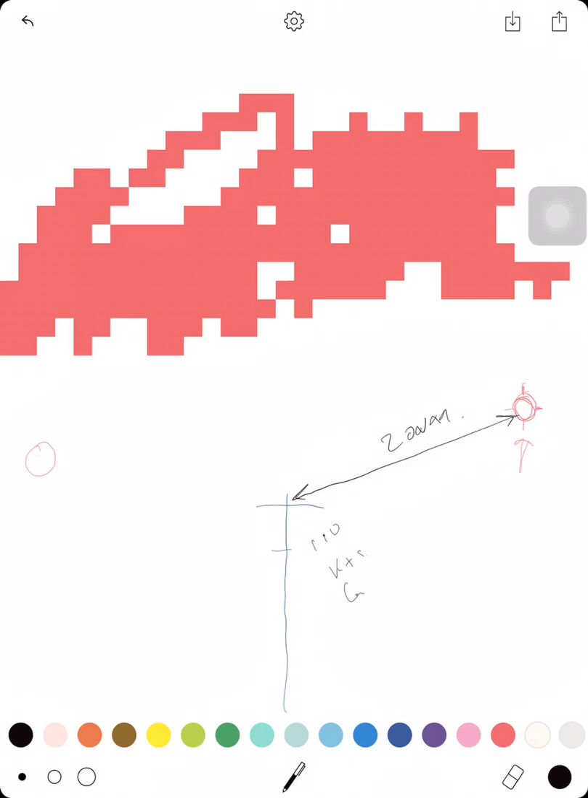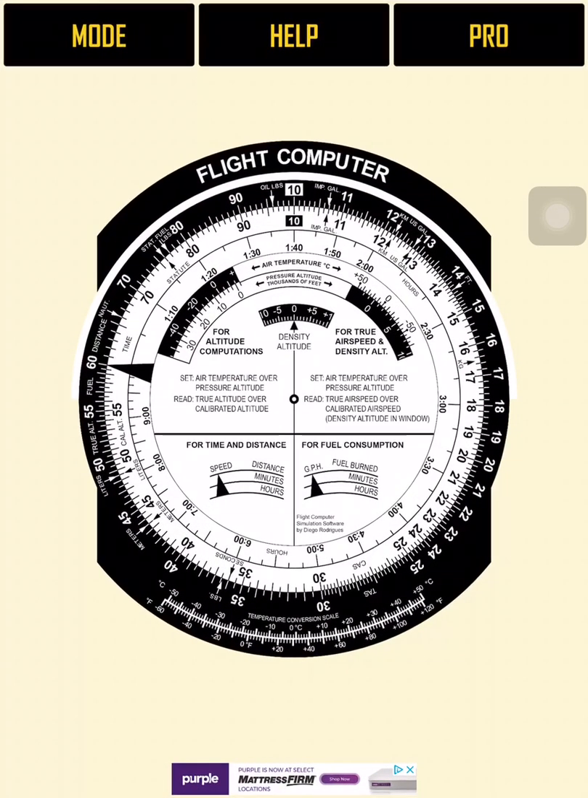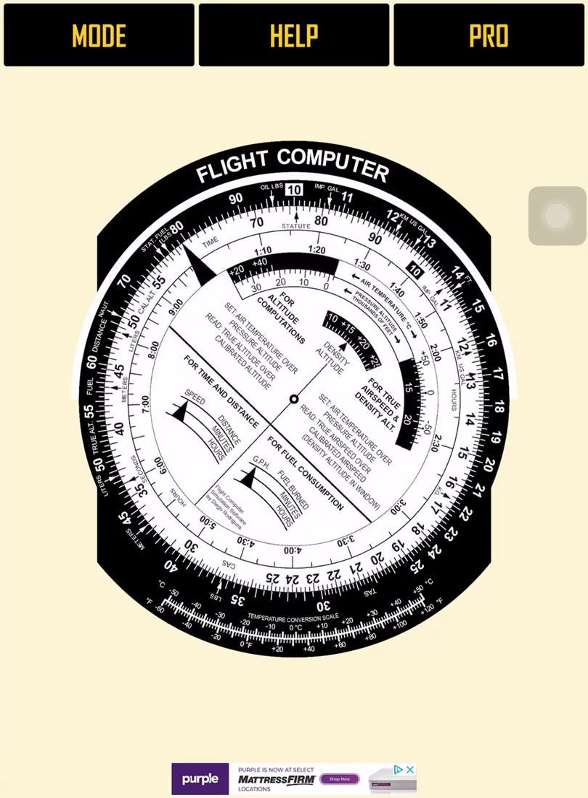If we have our distance and ground speed, our number one thing is to find time. And number two is how much fuel we're going to spend. So let's go to our E6B calculator. As we know, our ground speed is 110 knots.